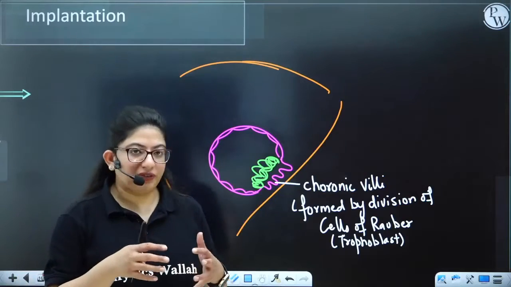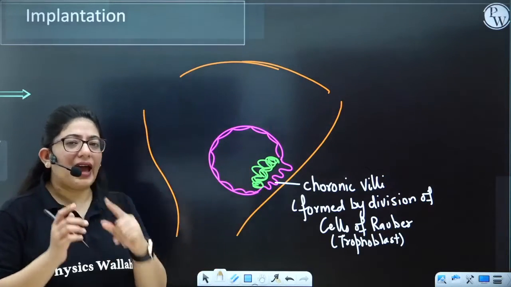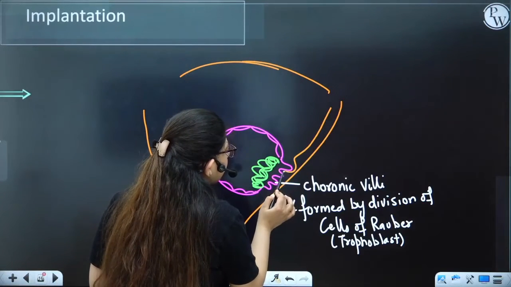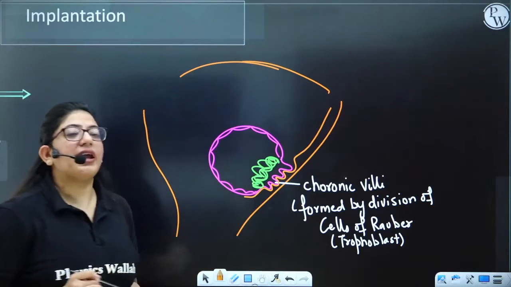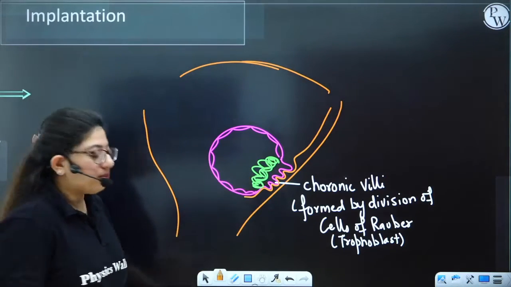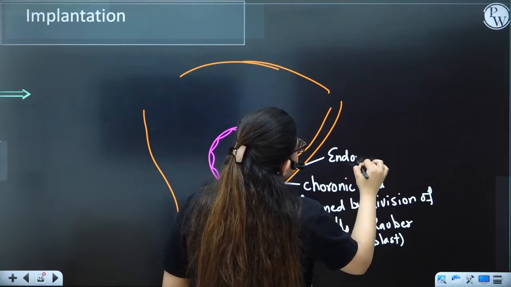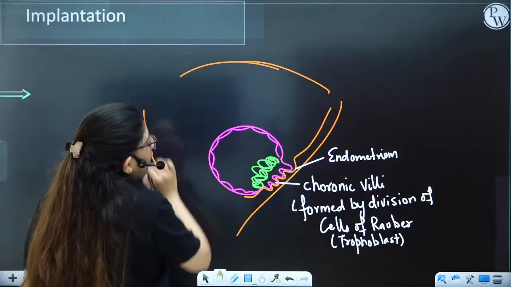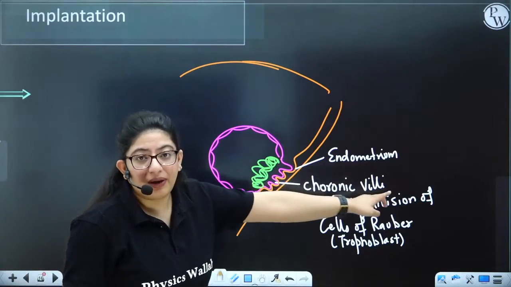These are going to divide and form a lot of enzymes. As a result, these enzymes will help in the penetration of these villi into the endometrium. In what? In the endometrium. And this is known as implantation. So what is implantation? Embedding of the chorionic villi in the endometrium.